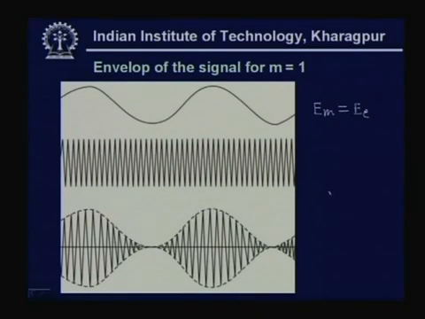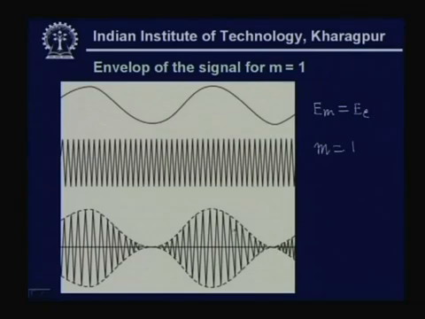So, in that case what is happening, you are getting the value of m equal to 1, because m is equal to Em by Ec. So, for Em, m is equal to 1, as you can see in this case, since the amplitude of this signal and the amplitude of this is the same, then the difference is 0 and the maximum value is 2 Ec. So, it varies from 0 to 2 Ec.